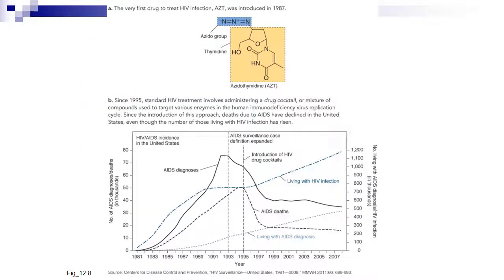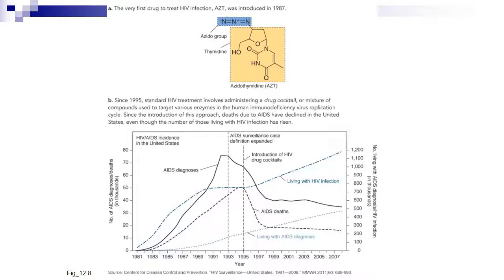This actually just comes out of your book. This one talks about AZT. And this was the very first drug that was used to treat HIV infections. And of course, HIV can lead to AIDS. This was introduced back in 1987.